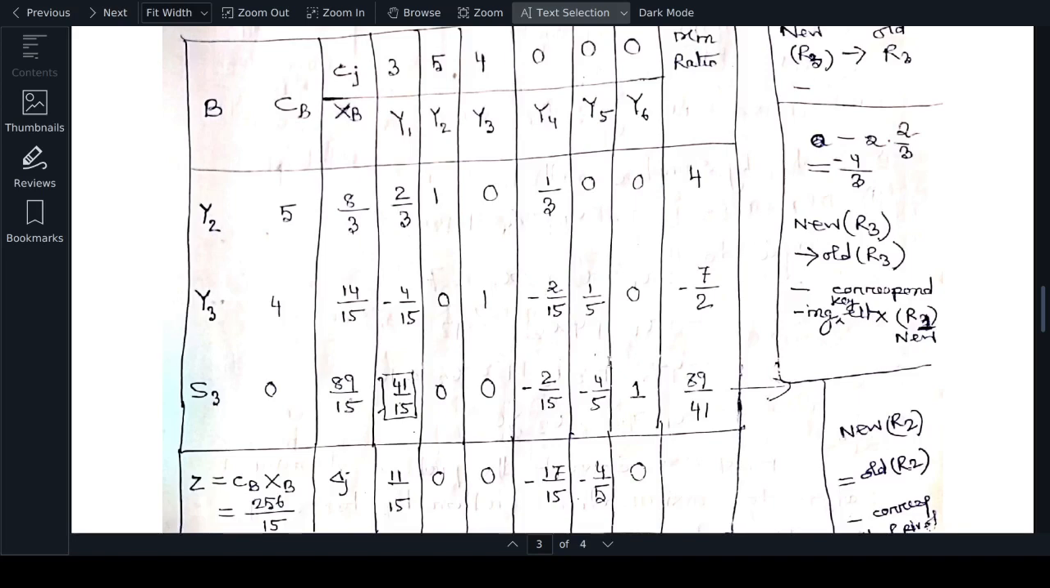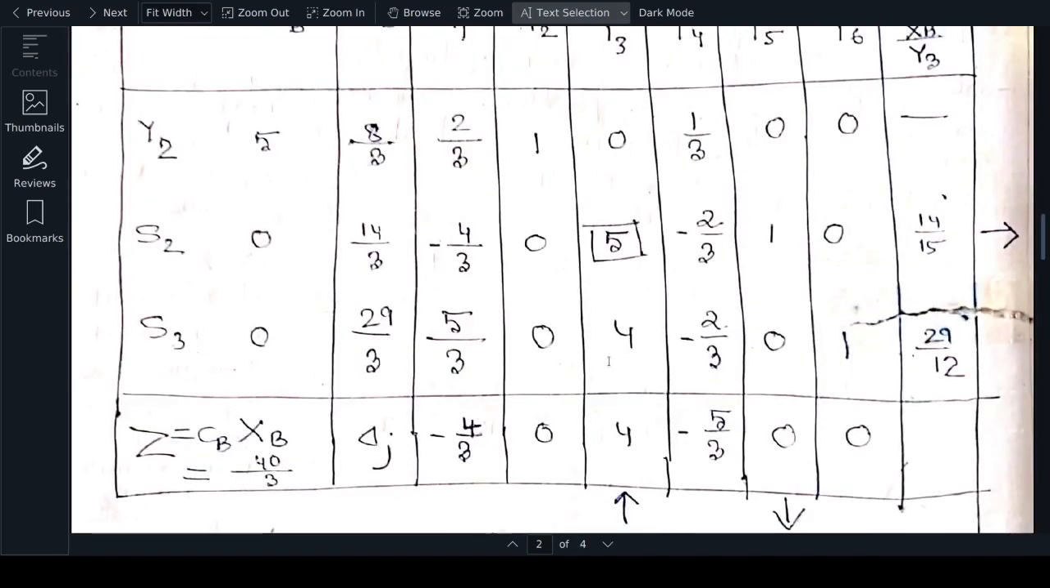14 by 3. Why do we take 14 by 3? Because this is our minimum ratio row. So in the minimum ratio row, the element is 14 by 3, we take it because for 29 by 3 the corresponding element of the upper one will be 14 by 3. So 14 by 3 into 4 divided by 5. So ultimately we get 89 by 15.